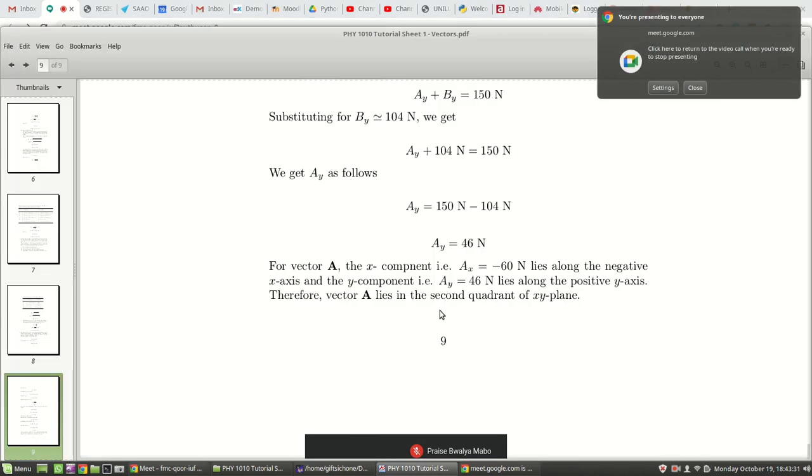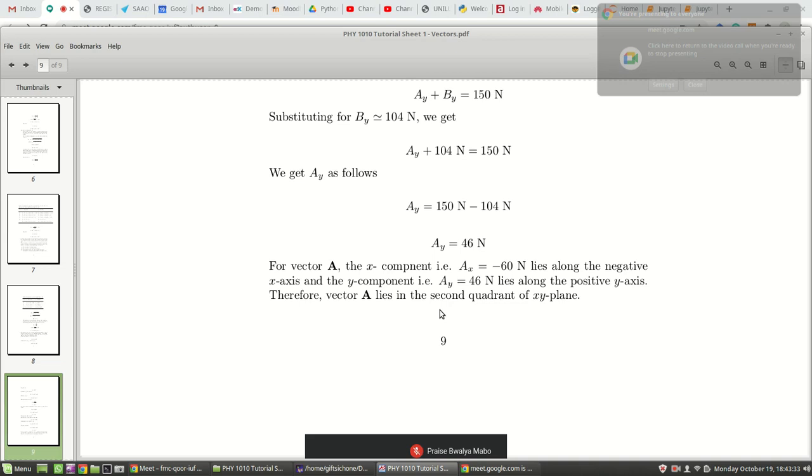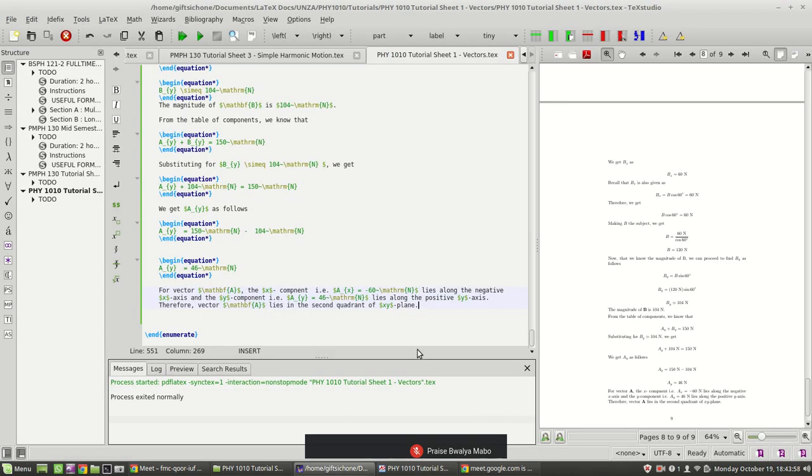Is this clear? So when we look at vector A, the x component of vector A is negative 60 newtons, which means that that component lies along the negative x-axis. The y component of vector A is plus 40 newtons, meaning that that component lies along the positive y-axis. Therefore, vector A is in the second quadrant of the xy plane. Okay. Is this clear? Yes. Okay.